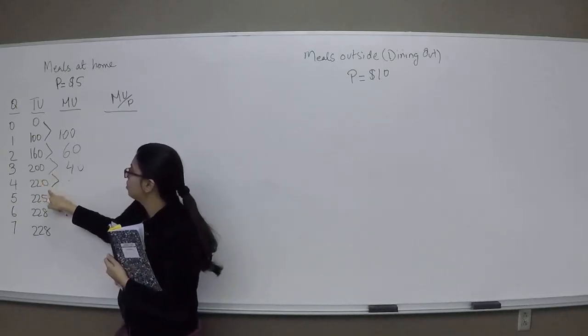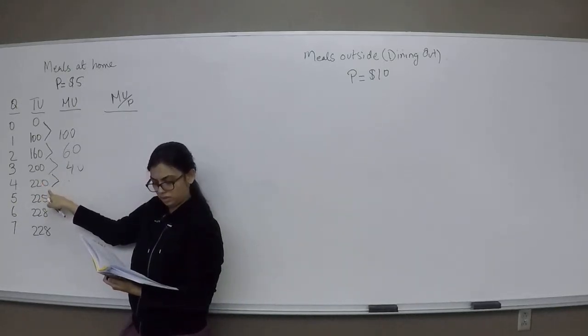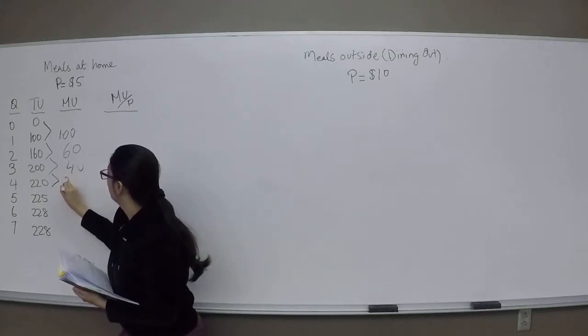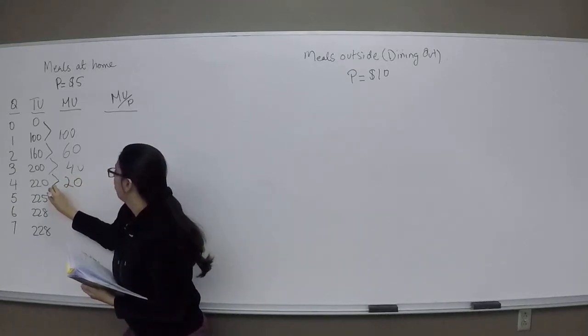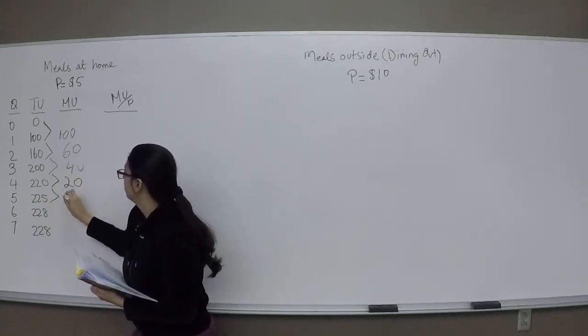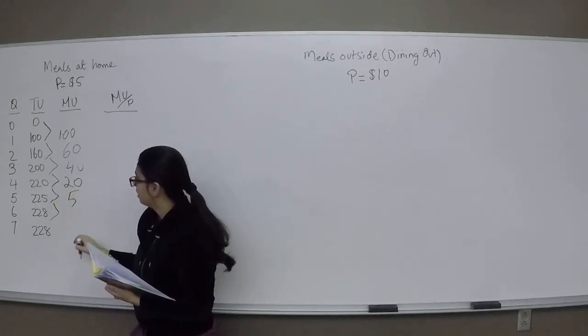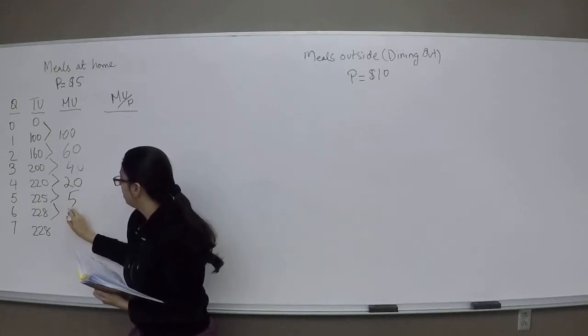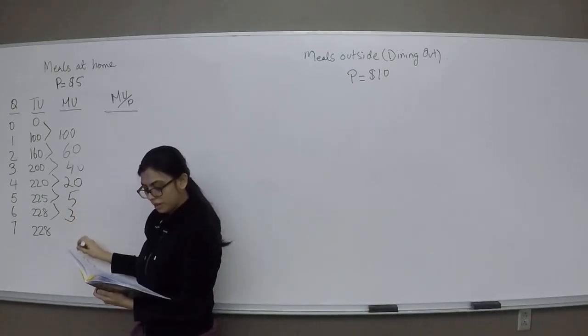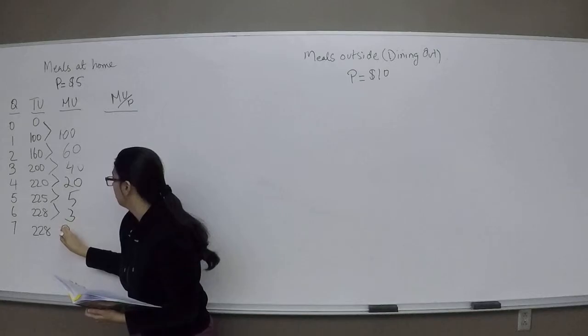From 200 to 220? 20, right? For the fifth quantity? 5. For the sixth quantity? 3. And for the seventh quantity? 0.